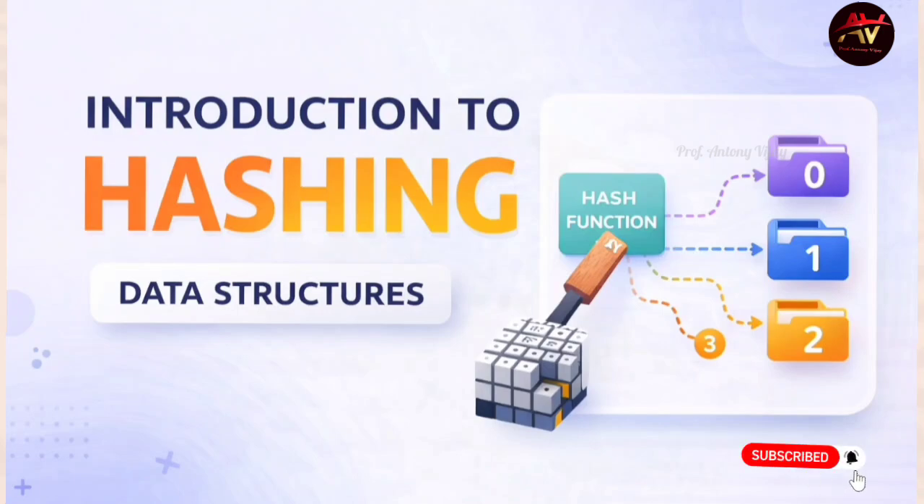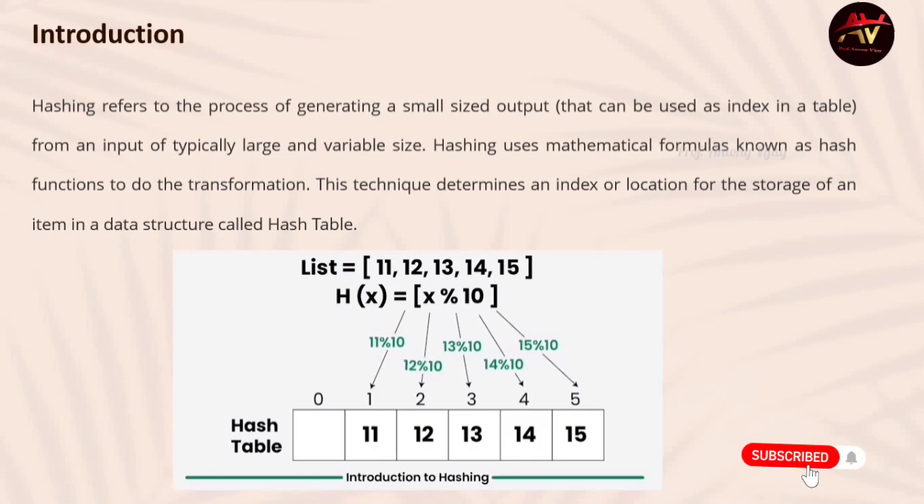This is Anthony Vijay. In this video, we are going to see the hashing technique in data structure. First of all, we will see the introduction to hashing. Hashing usually produces a small size output from a large size input. It is applied with the help of a mathematical formula called the hash function. Based on the hash function, it produces the index value. That index value can be used to store the particular key in the hash table.